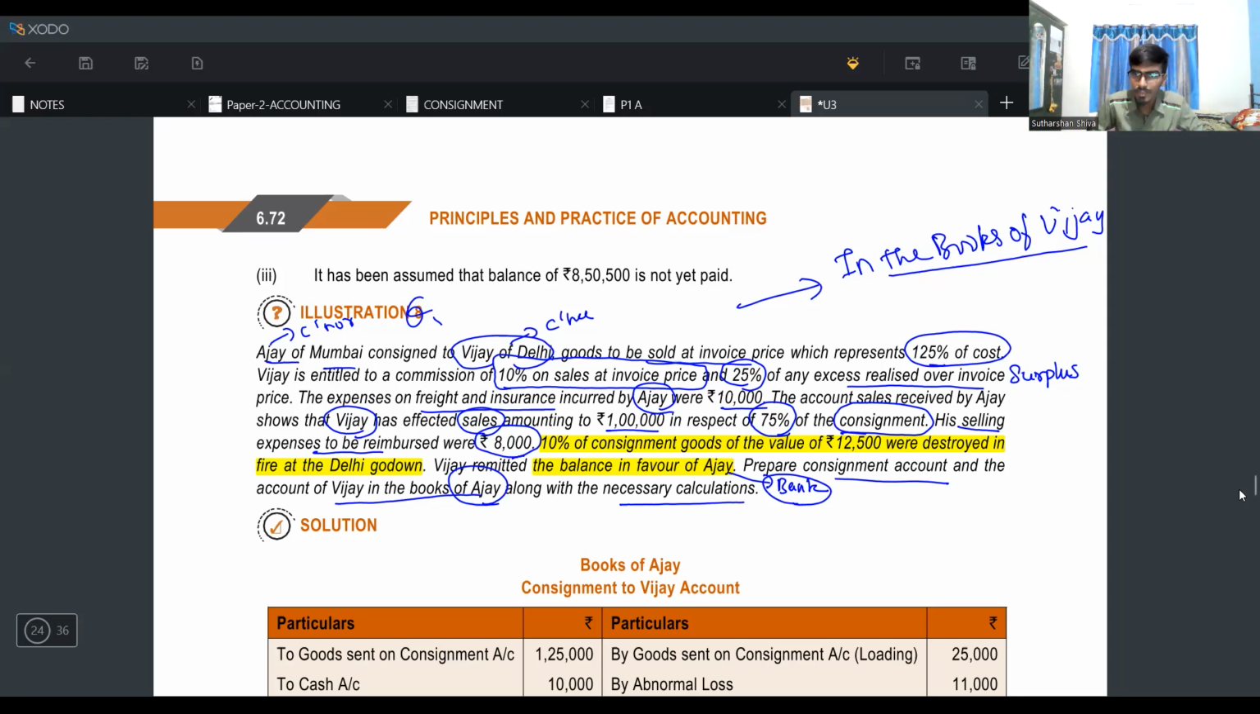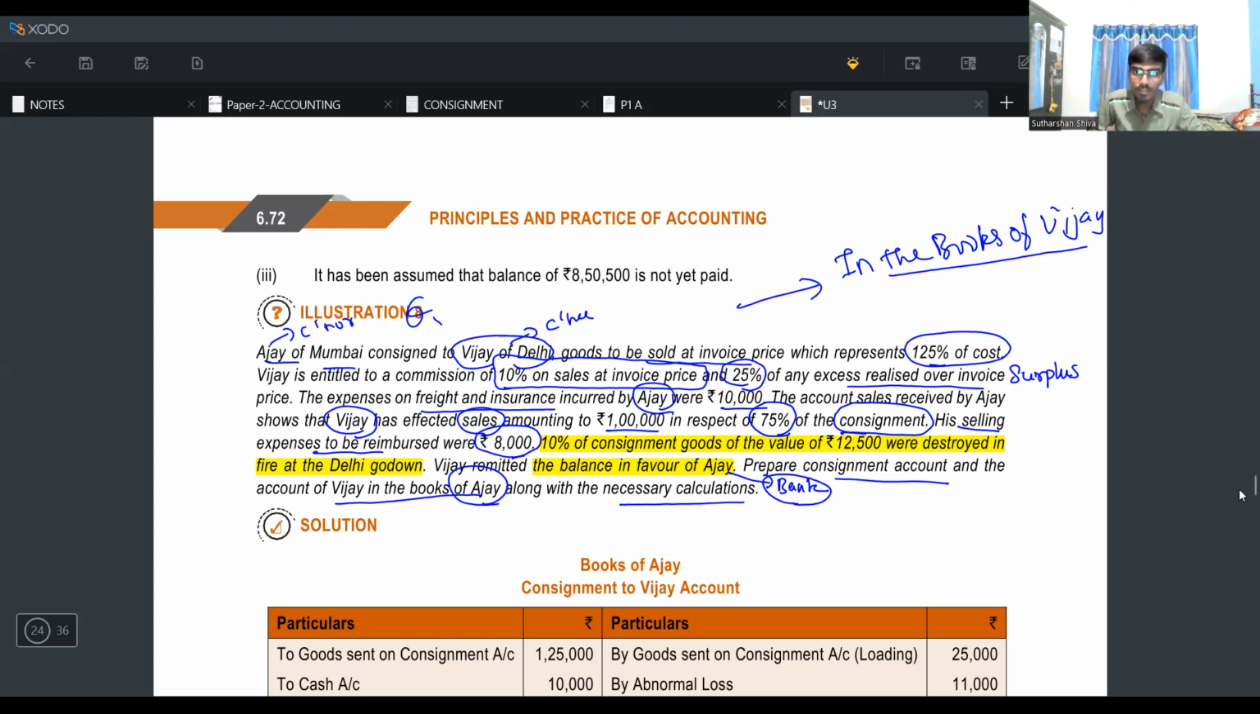The sales is very simple, so you can easily avoid the working note for sales. Then you can directly jump on to working note 2, that is commission. The sales value is already given, so you can easily arrive at the selling value of 1 lakh. So for calculation, total GSC at invoice price is 1,25,000.